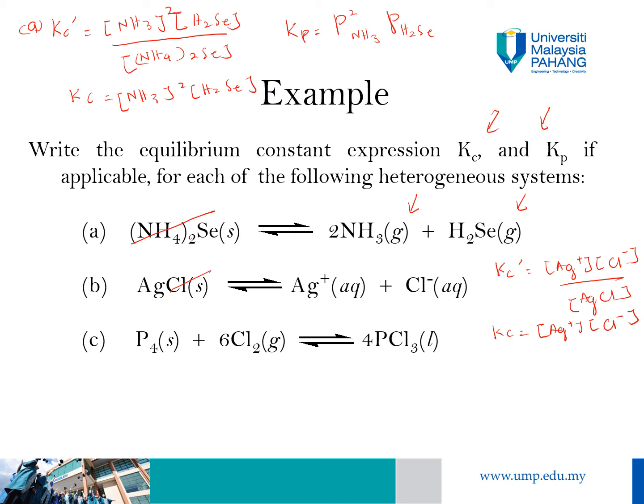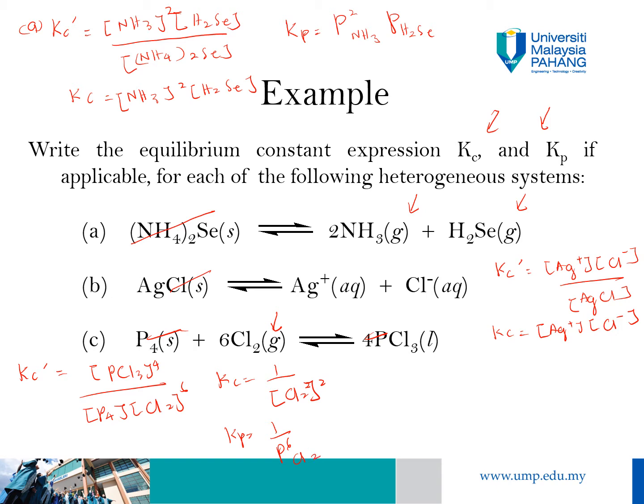And for C, Kc prime is equal to PCl3, so Kc is equal to 1 over Cl2, or we can also express it in Kp since chlorine is a gas. Cl2. Okay.